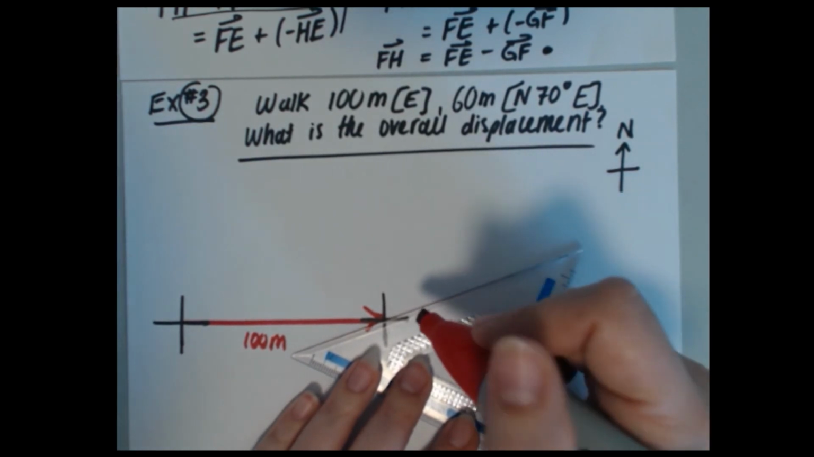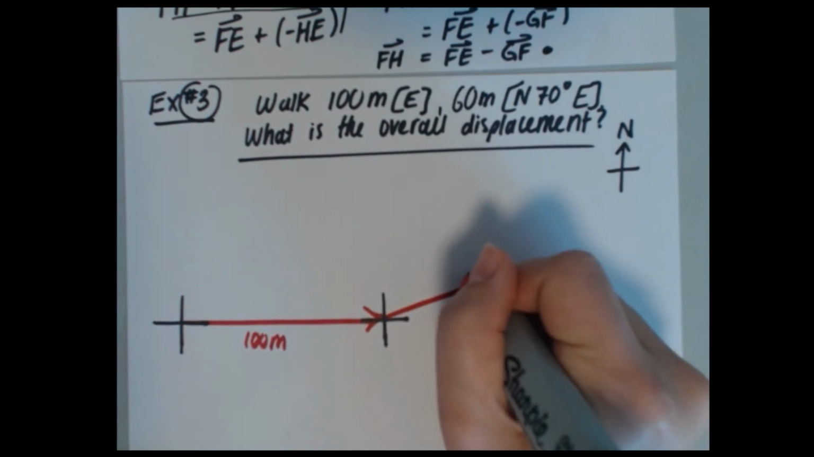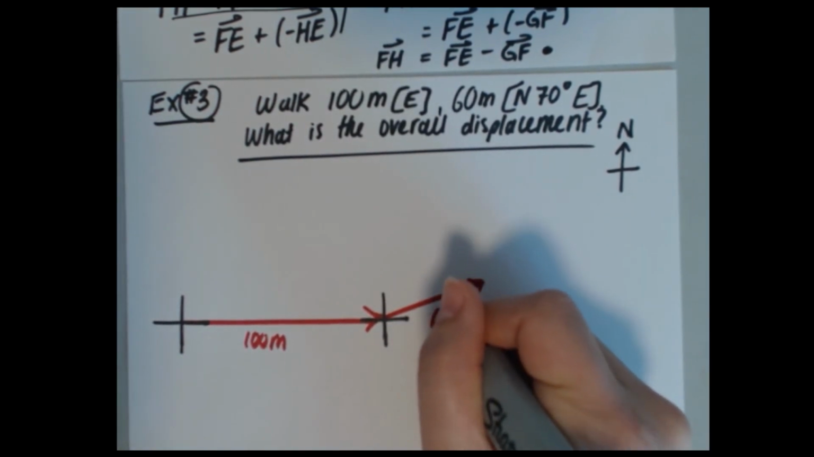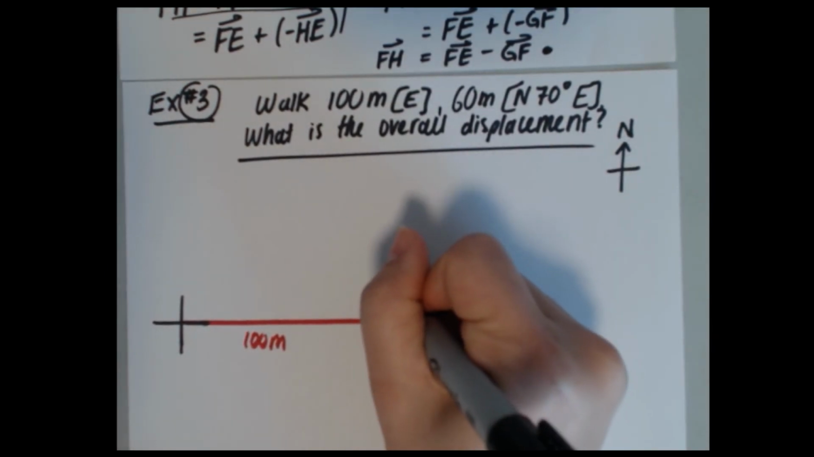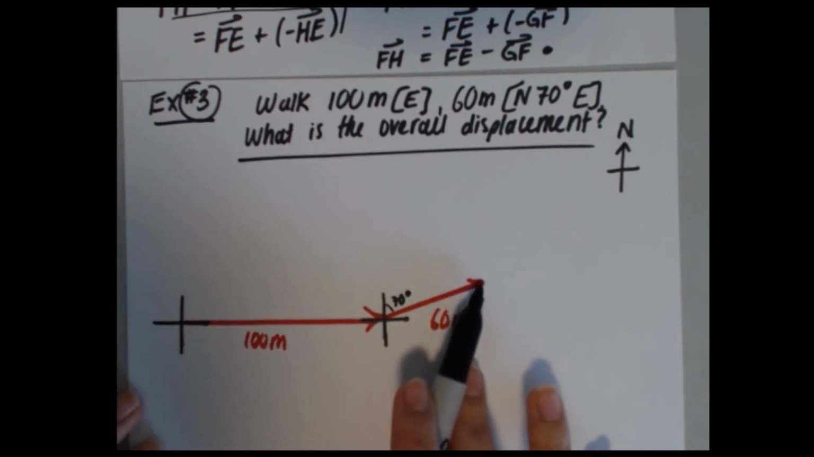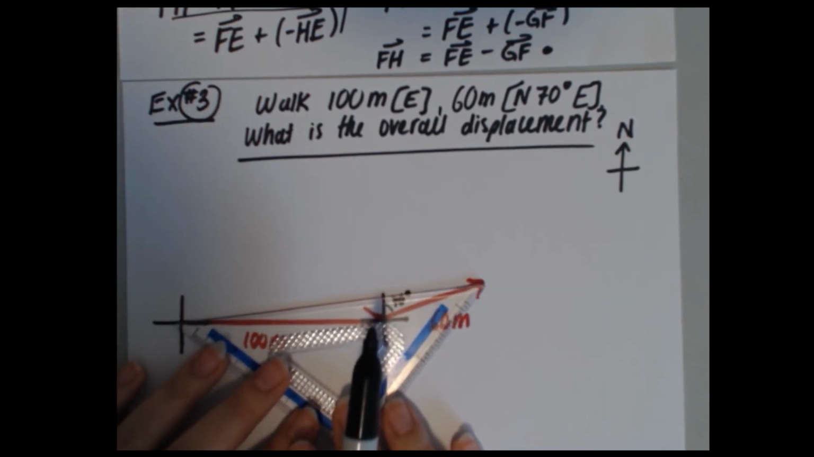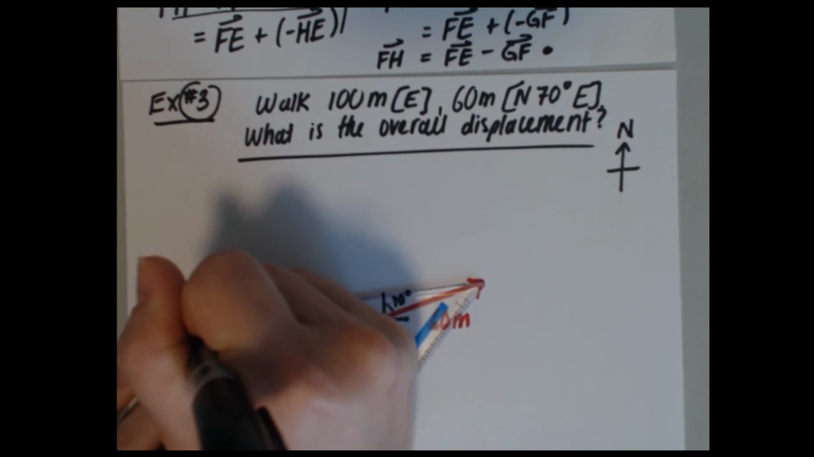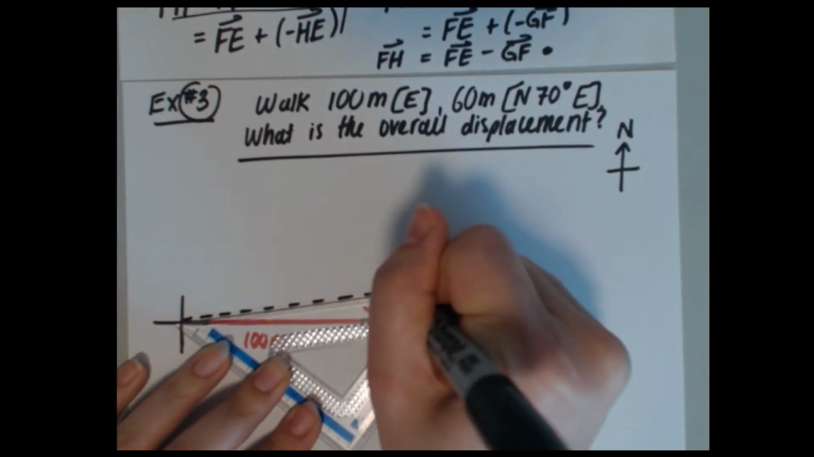I want to draw my arrow a little bit shorter than the 100 meters, so maybe something like that. That's 60 meters. I'm going to fill in the 70 with this because this marker is quite thick. Now my resultant goes from the tail of the first vector to the tip of the final vector, just like before. I'm going to connect my ruler here. Again, the arrow goes from the tail of the first vector to the tip of the final vector.